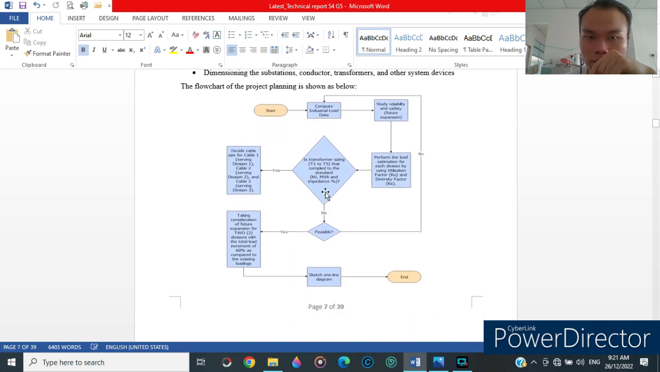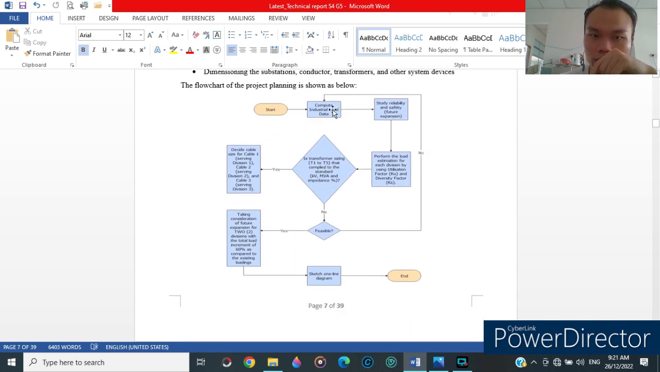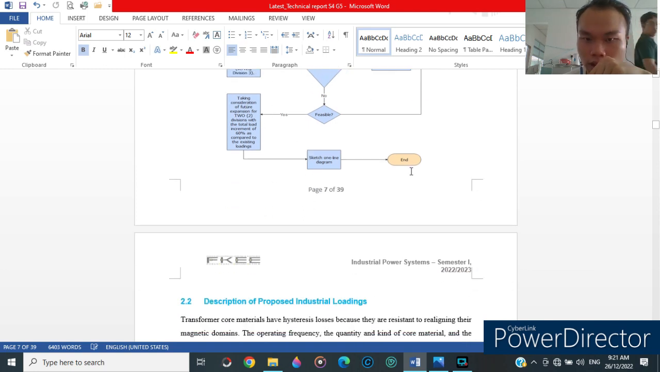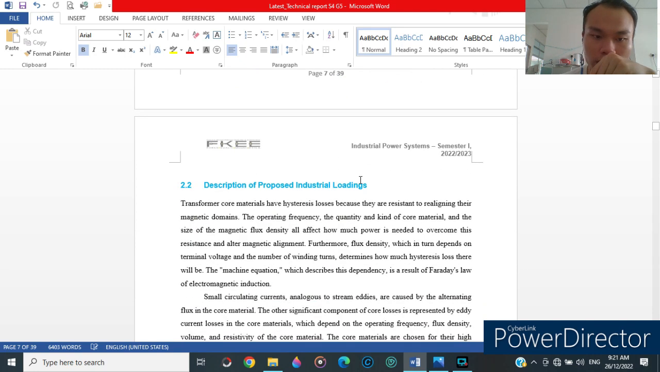For our flowchart of project planning, we go from the computation of industrial load data to the feasibility and reliability study. Then we're going to perform load estimation, terminal sizing, and the decision on cable sizing for the 3 divisions. After that, we're heading on to the 60% expansion of our existing loading, and in the end we're going to sketch one another.